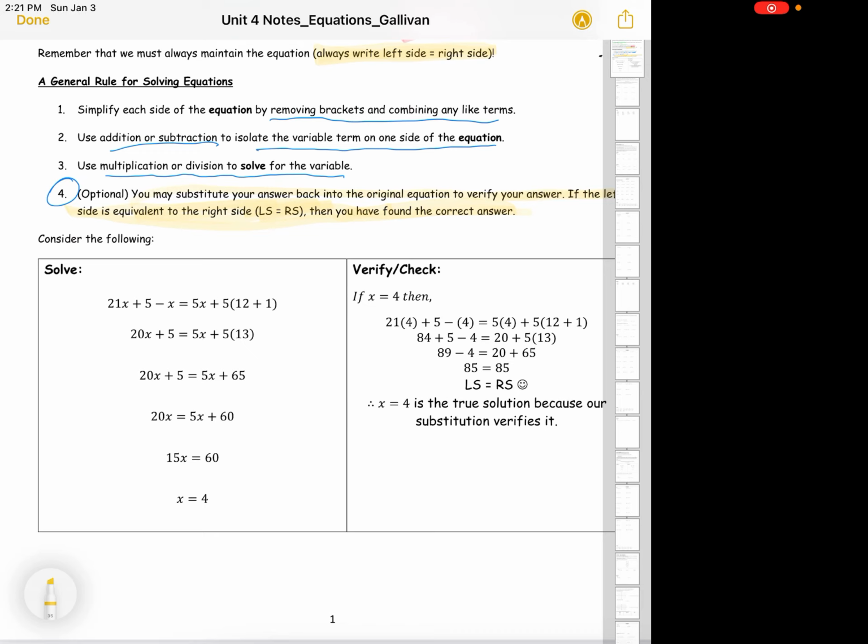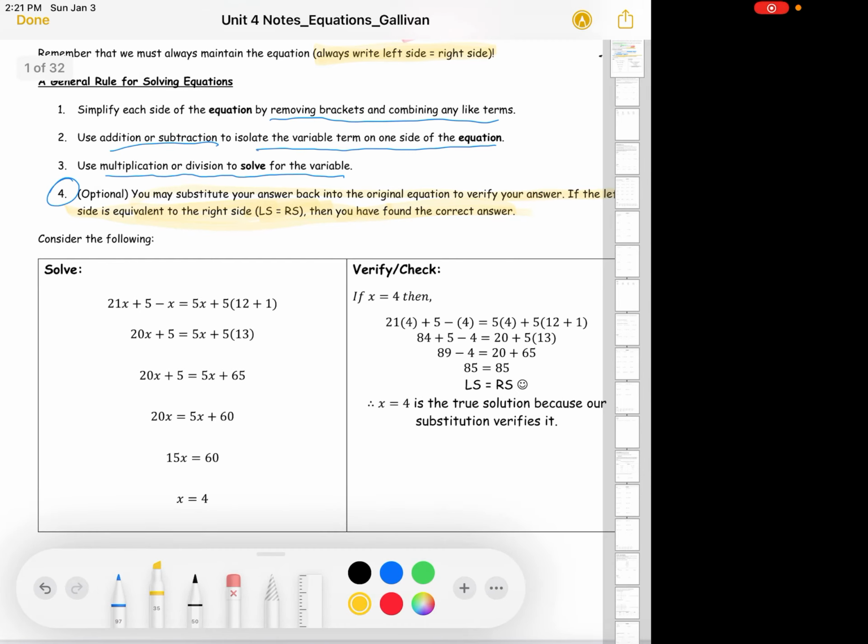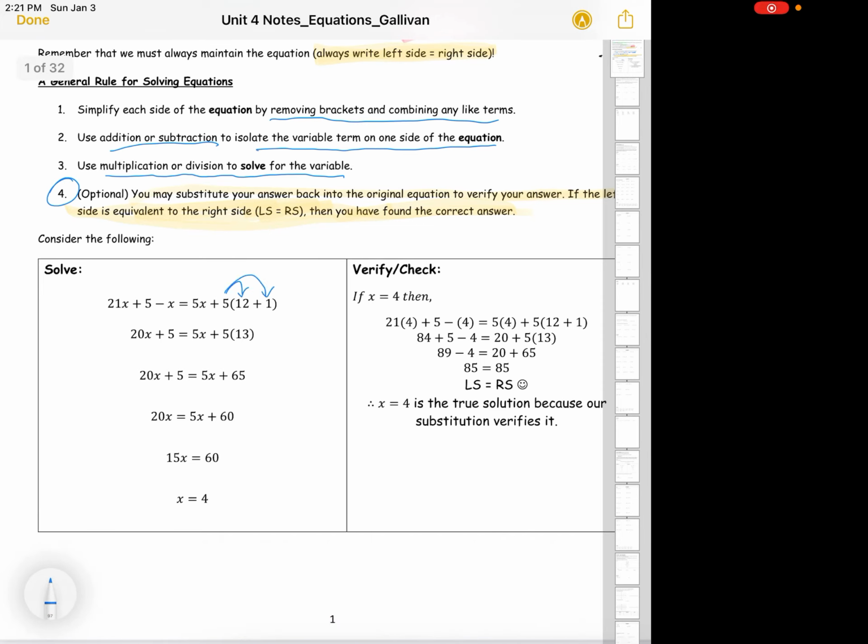21x plus 5 minus x equals 5x plus 5 times 12 plus 1. So what we want to do first is we want to simplify each side of the equation. We're going to distribute first on this side. And we're going to simplify by combining like terms on this side. So we have 21x minus x is 20x plus 5.